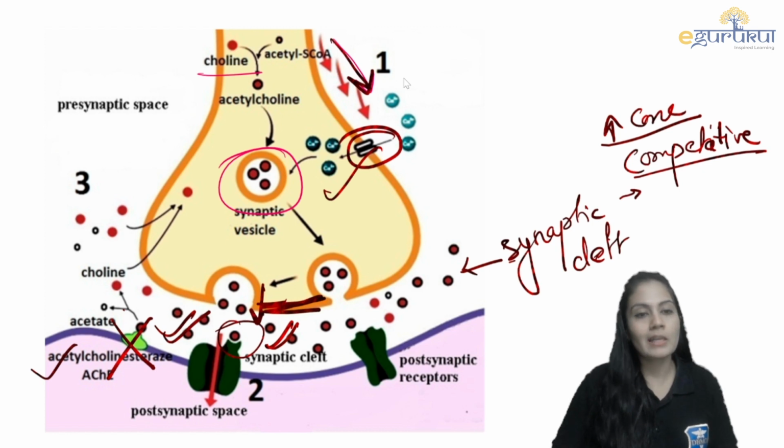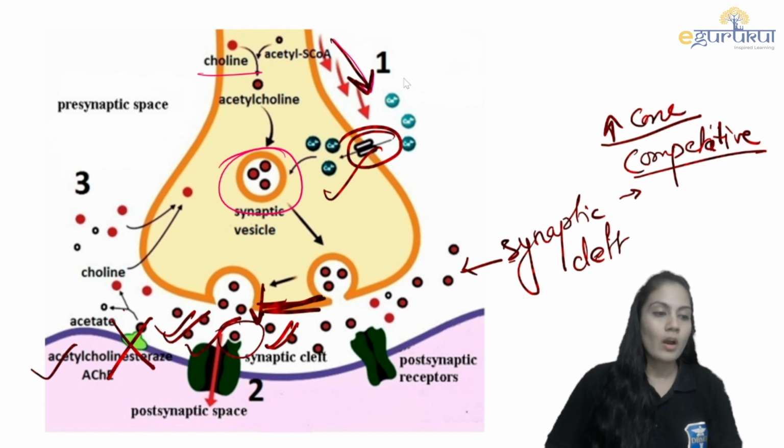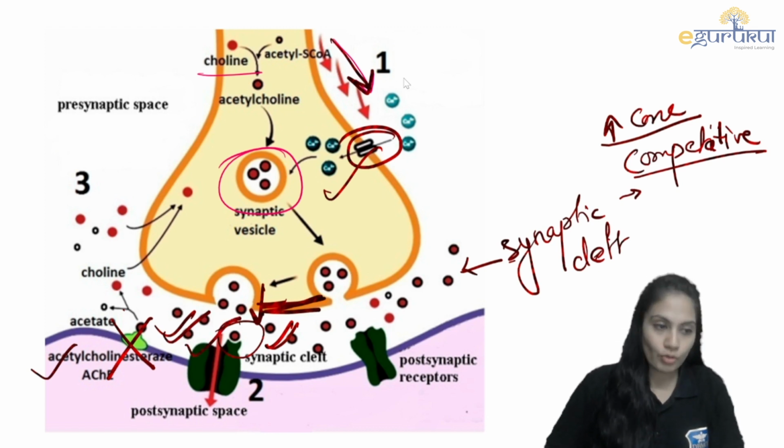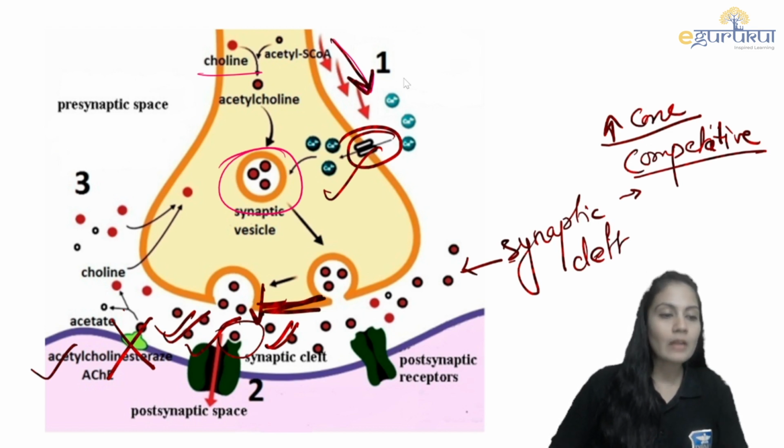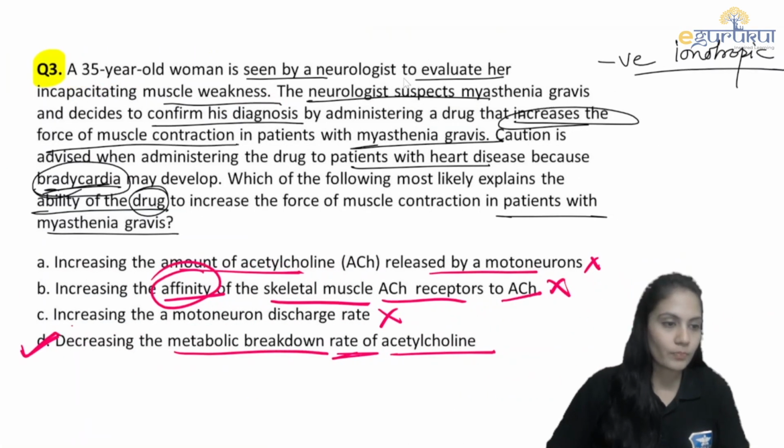So we are basically decreasing the breakdown and increasing its concentration in the synaptic cleft, so as to increase the concentration and have the effect of the acetylcholine. And this acetylcholine will have the effect, and that is going to recover the patient from the symptoms, right?